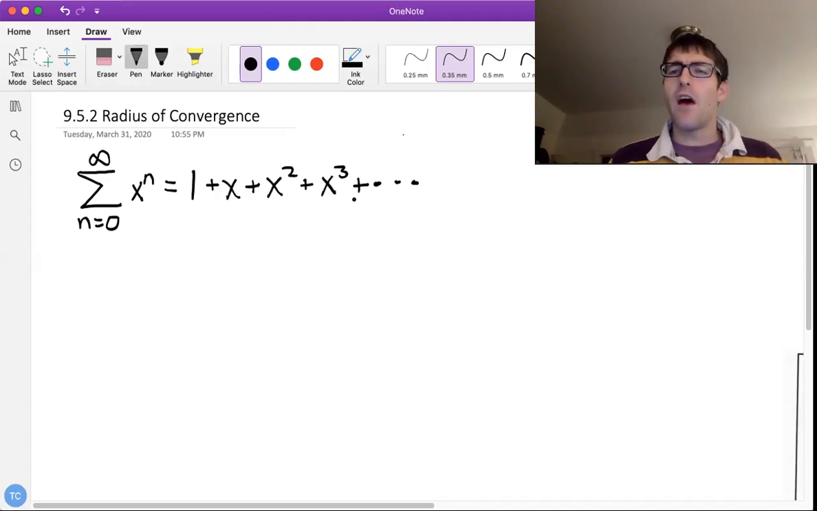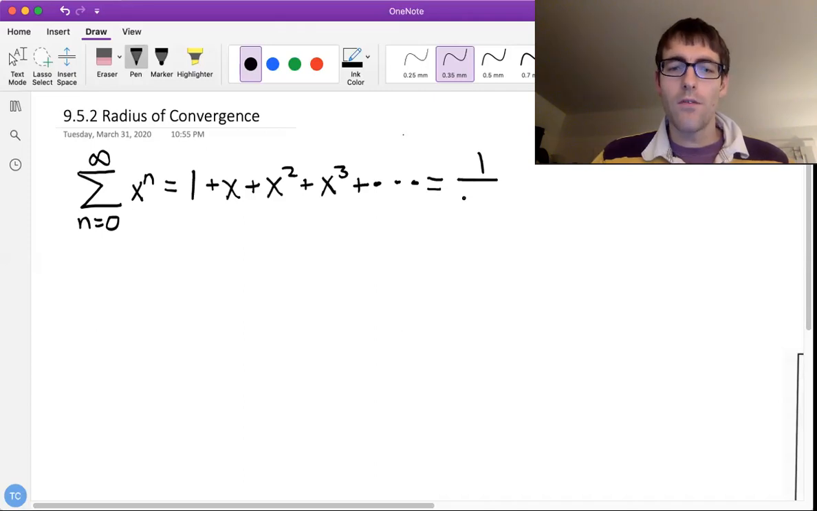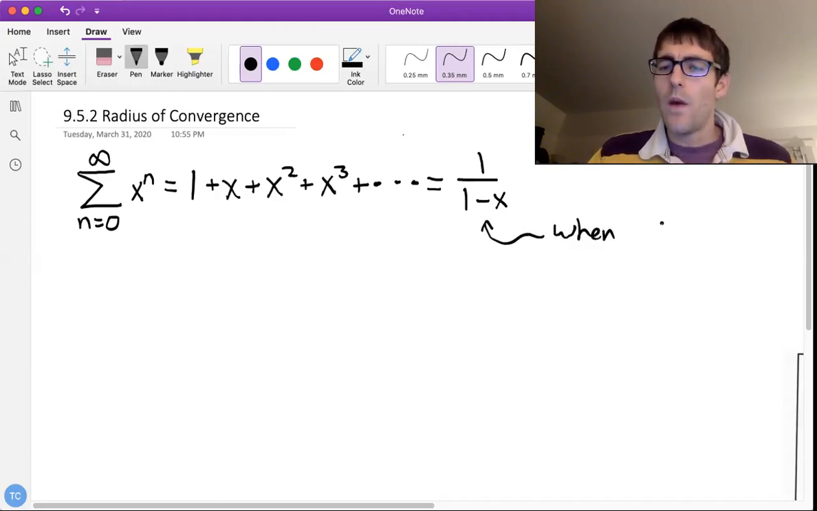For other values, however, this might end up converging. For values less than 1, this thing you may recognize as the geometric series. This thing ends up equaling 1 over 1 minus x. But remember, this only works when x, the magnitude of x, is less than 1.